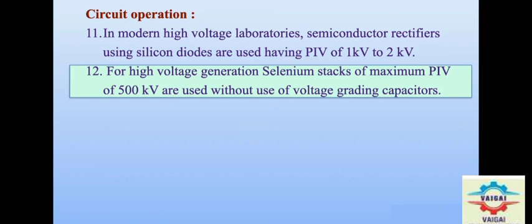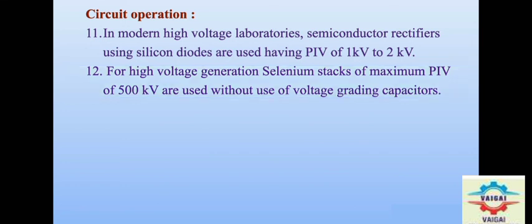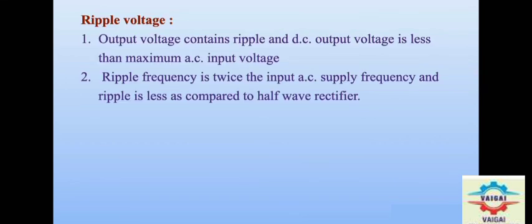Let us see about the ripple voltage. The ripple voltage is reduced compared to the half wave rectifier. For the full wave rectifier, the charging and discharging time is of only small duration, since the time between the two half cycles is very low.